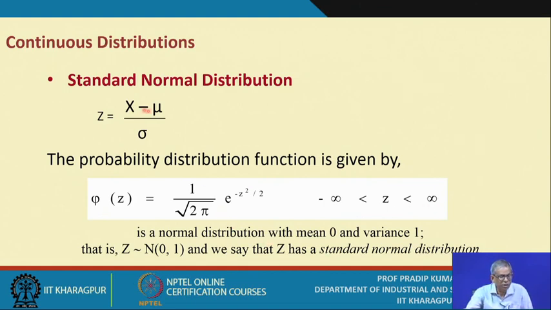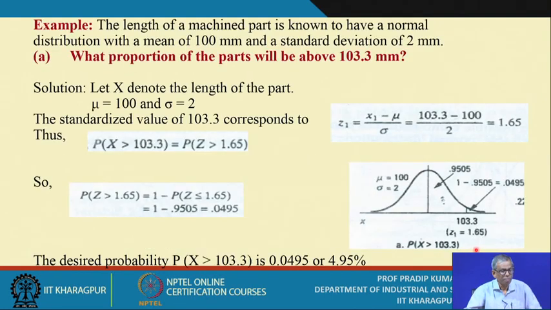So here obviously with this transformation, the normal distribution will have a mean of 0 and variance of 1. Is it okay? So normally this is specified as Z ~ N(0,1), and we say that z has a standard normal distribution. So x is transformed into z. This is an example, just a simple example I have taken.